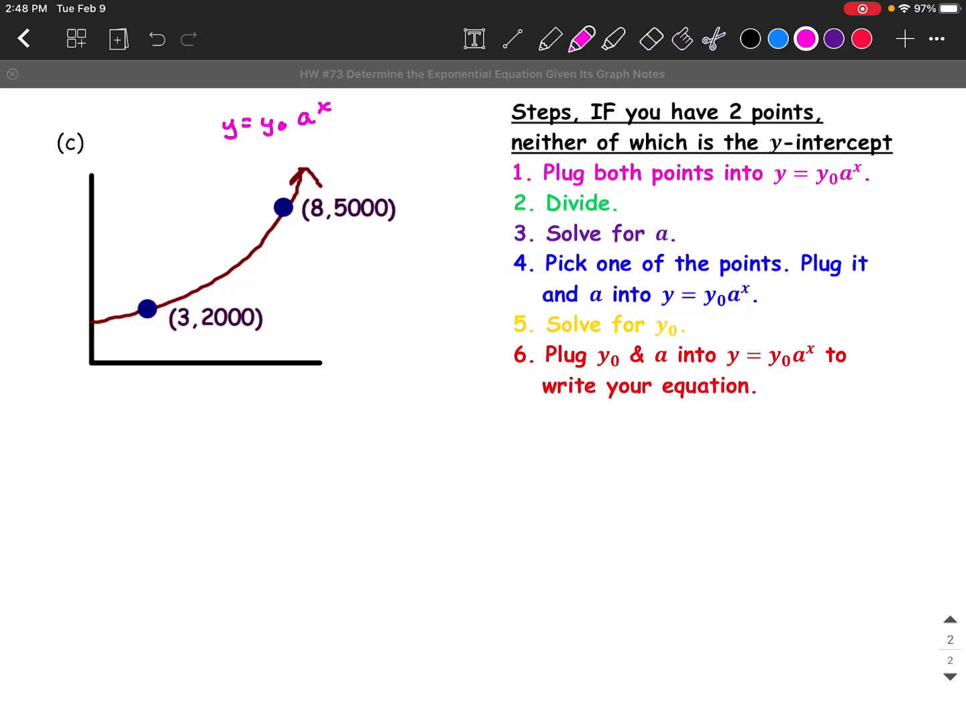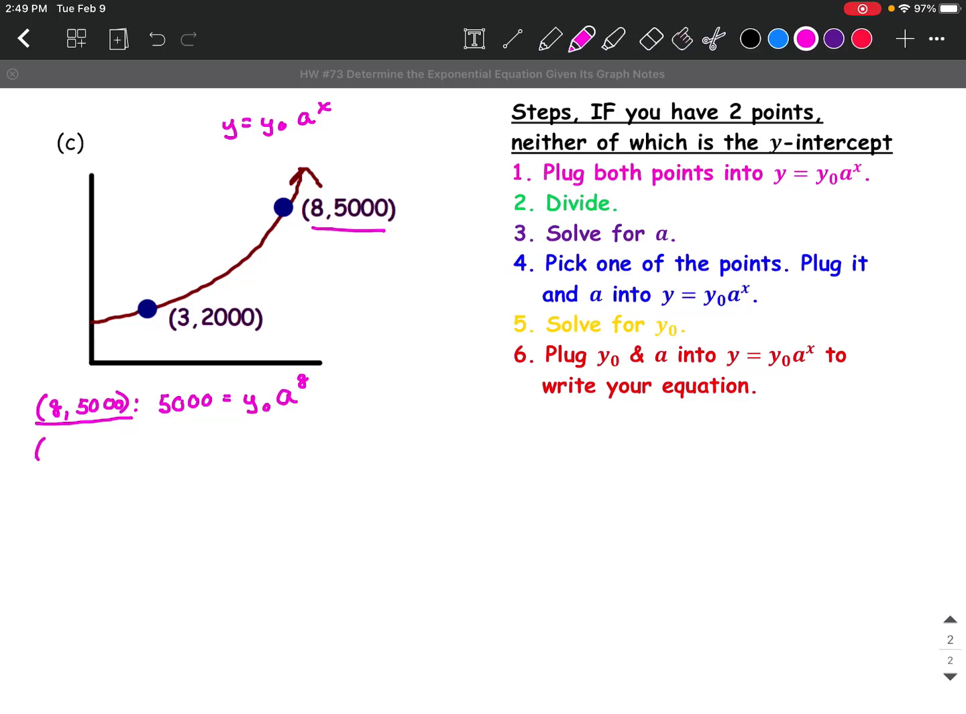If you're not a fan of negative exponents and you don't like fractions, I would start with the point with the bigger x value, the point further to the right. So I'm going to take the point furthest to the right, 8, 5,000. And it really doesn't matter which point you pick first. But like I said, if you don't like fractions or negative exponents, pick the point on the right first. And if we plug this in, 5,000 goes in for y. I don't know y naught. I don't know a. And 8 goes in for x.